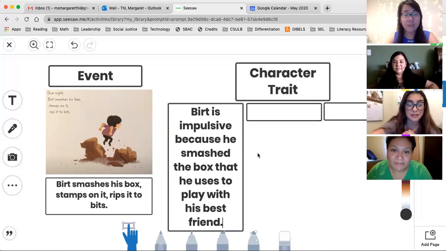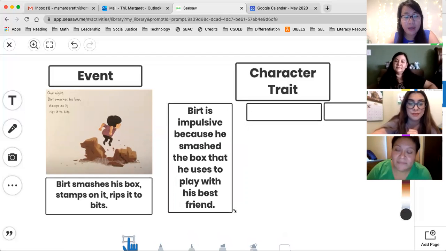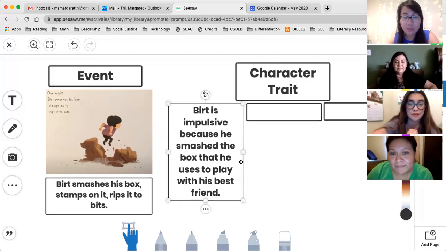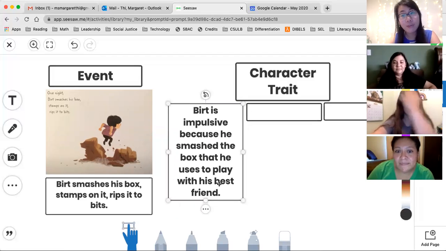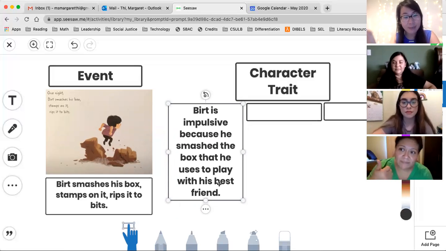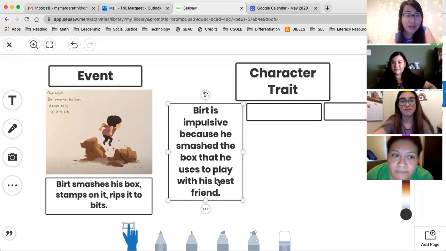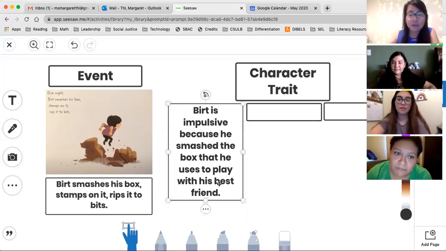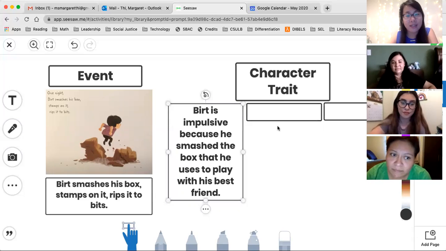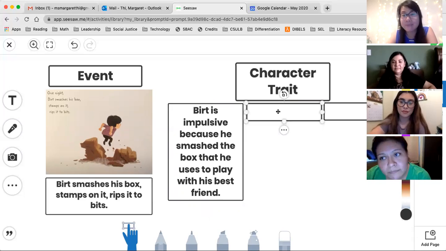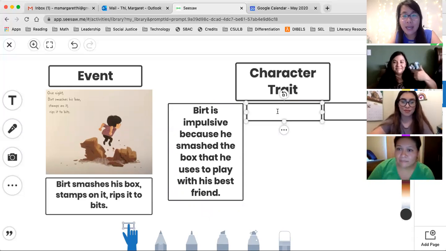I love that you were able to explain what word you're using and what it means, because sometimes you might see a fancy word, you have to make sure you know what it means before you use it. But I love it because he's not really thinking about the consequences, because now he doesn't have a box to play with, right? So that's probably not a good idea. So I agree, Bert is impulsive because he was just acting out of his emotion, didn't think about it, and made a decision that he can't really change right now. Awesome job, Ms. Kimowich.